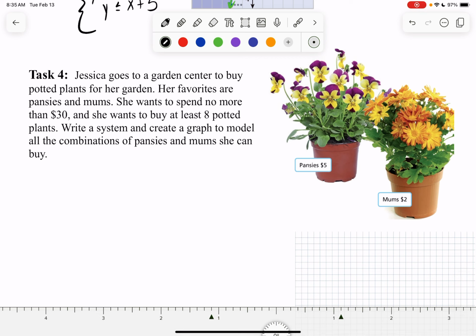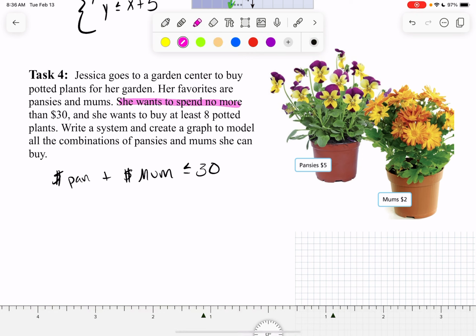Here we have Jessica going to a garden center to buy potted plants. Her favorites are pansies and mums. She wants to spend no more than $30. Okay, so she's spending money on pansies plus the money that she spends on mums. It can't be more than $30, so it has to be less than or equal to $30. It could be equal to. So the amount of money she spends on pansies plus the amount on mums has to be less than or equal to 30. Okay, so that was for this little bit here.